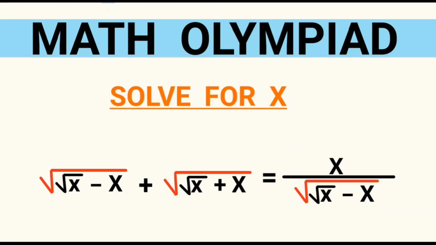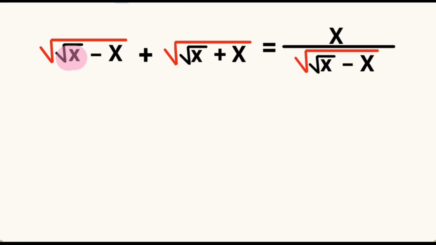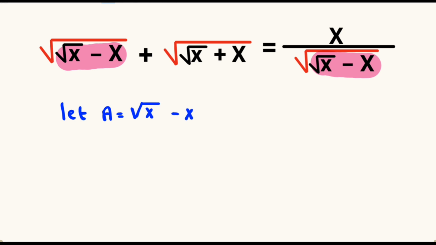In this Math Olympiad question, we have to solve for x. Since we have the square root of x minus x and the square root of x plus x, we are going to let a be equal to the square root of x minus x, and for the square root of x plus x, we are going to let b be equal to the square root of x plus x.